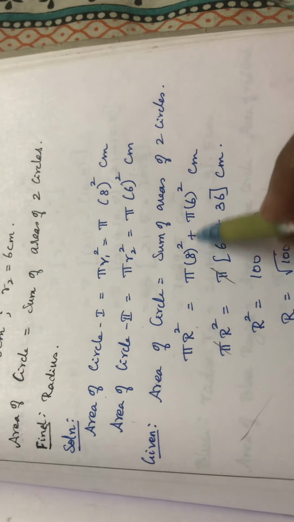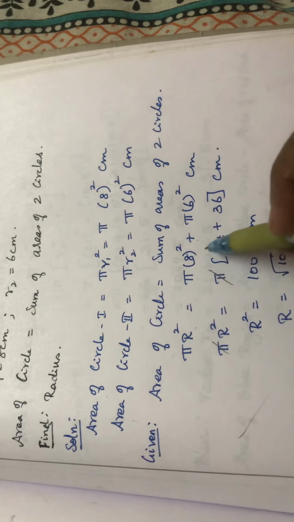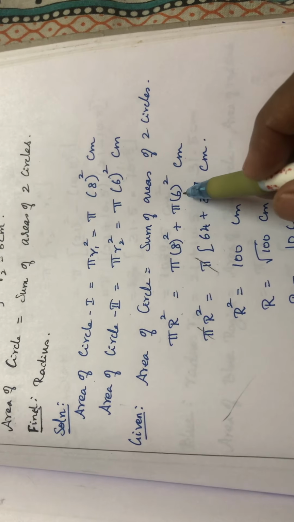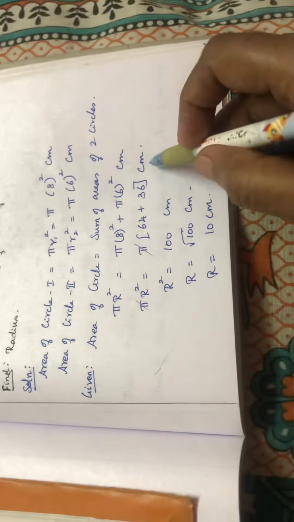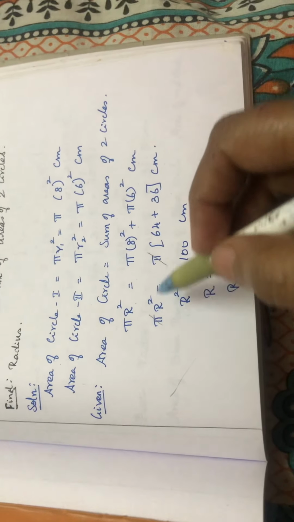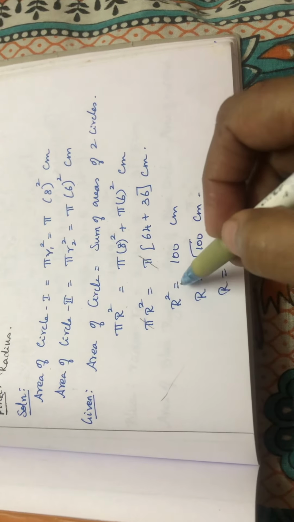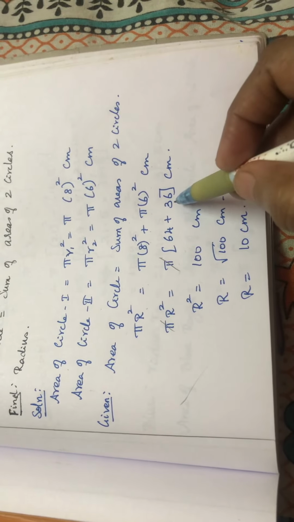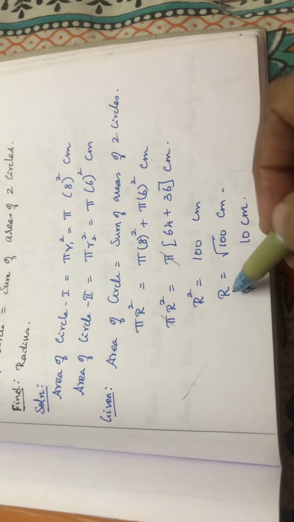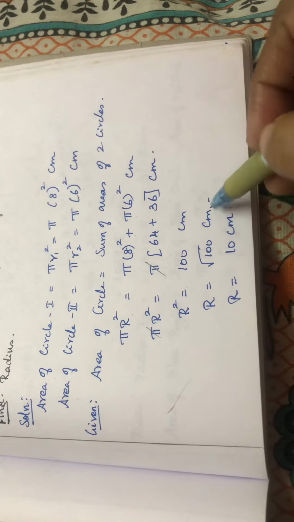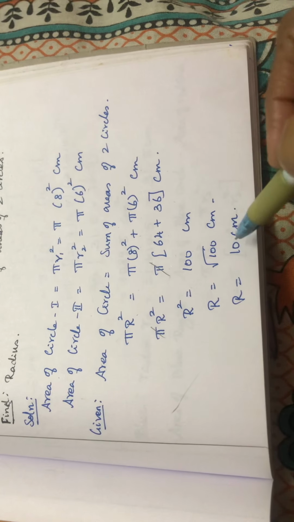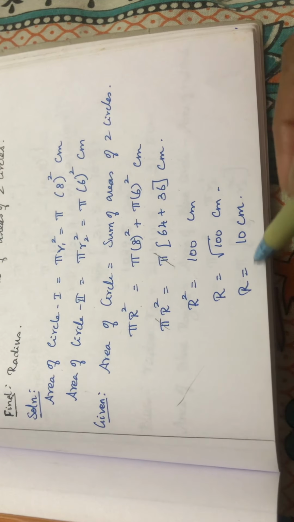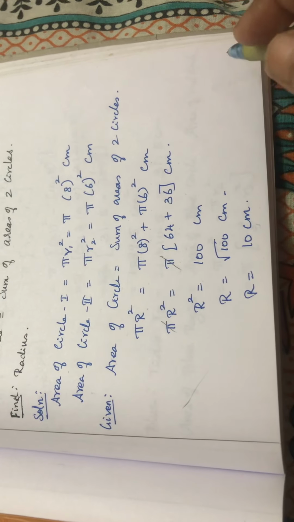Now the same way, here pi is common, so I am taking pi outside. 8 square is 64, 6 square is 36. Close the bracket. Now pi is on both sides, so I am cancelling the pi. R square is equal to 64 plus 36, which is 100 centimeter. R is equal to the square root of 100 centimeter. The square root of 100 is 10. So capital R, the radius of the new circle, is equal to 10 centimeter. Thank you.